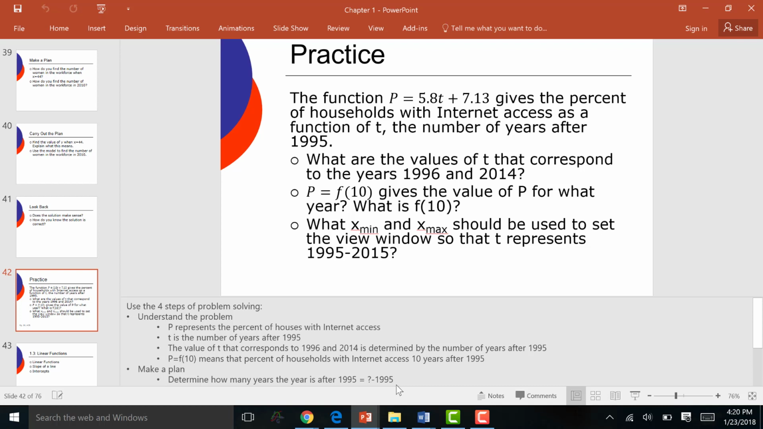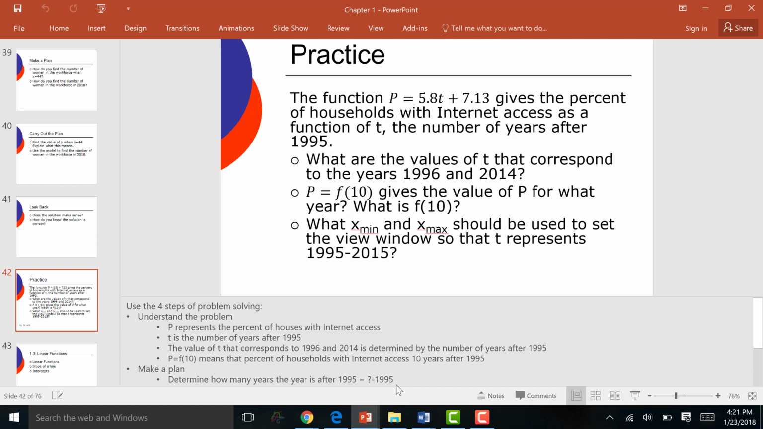Okay, I like that answer. They want you to know what T is when we're talking about those 2 years. Did they ask you for the P value? Did they say what's the percent? No, they specifically asked you about T. All they're trying to do is make sure you understand what T means. T is the number of years after 1995. So if that's the case, 1996 is how many years after 1995? 1 year. So for 1996, T equals 1.